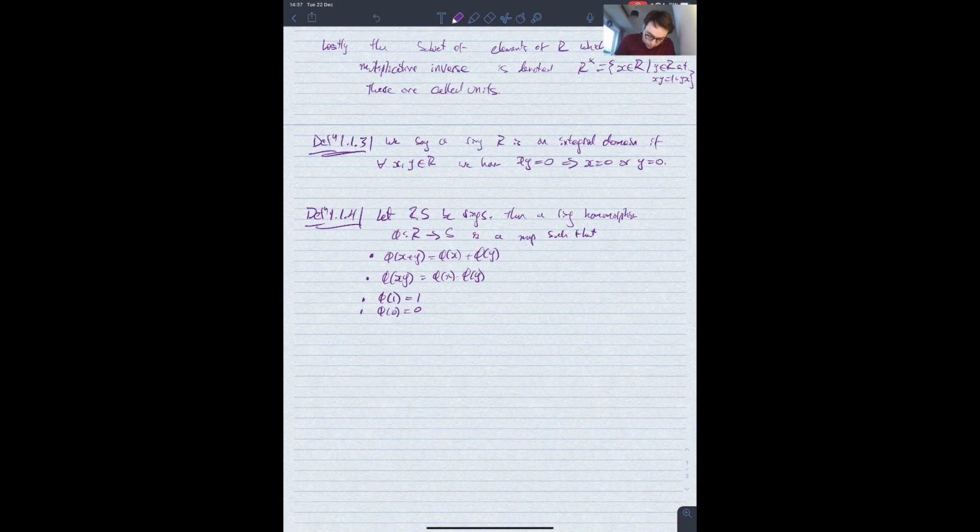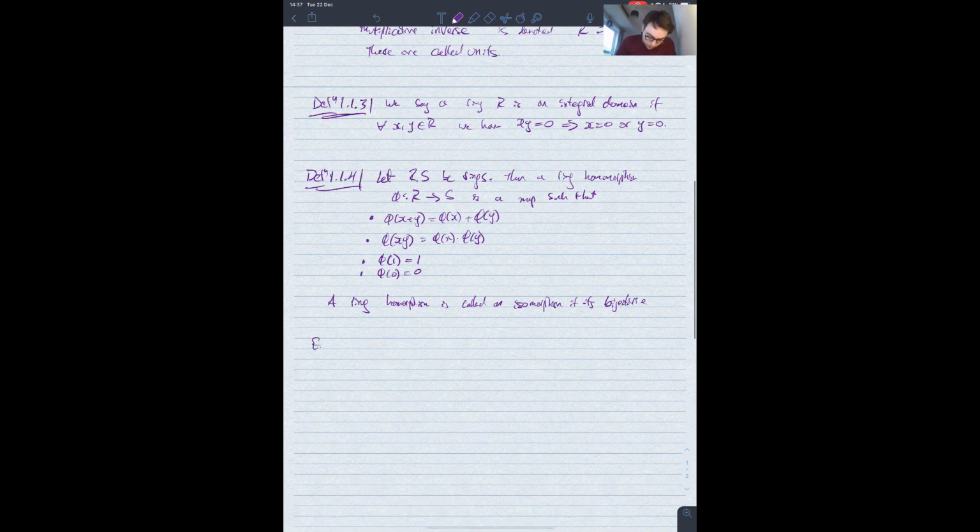And just for notation, a ring homomorphism is called an isomorphism if it's bijective. Equivalently, if it's injective and surjective. So here's an example.